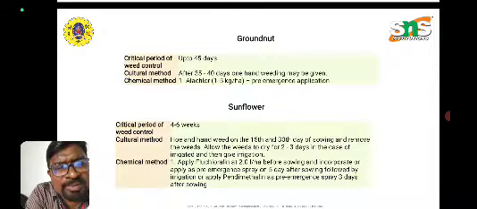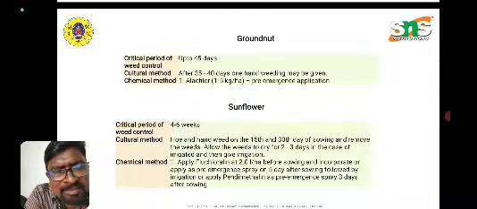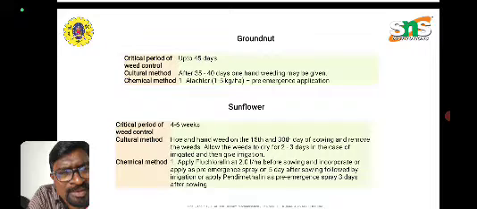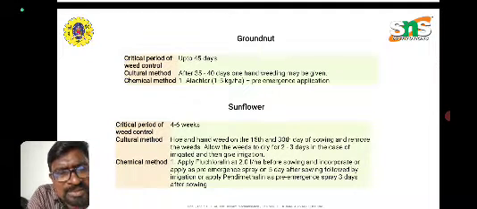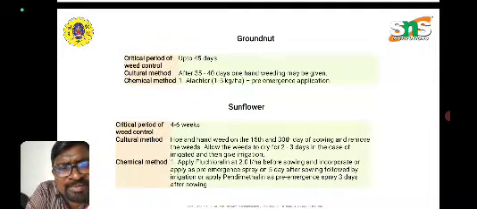As for the crop sunflower, the critical period of weed control is 4 to 6 weeks. As for the cultural methods, hoe and hand weed on the 15th and 30th day of sowing and remove the weeds. Allow the weeds to dry for 2 to 3 days in case of irrigated crops, and then give irrigation. So application of water is to be carried out after that.